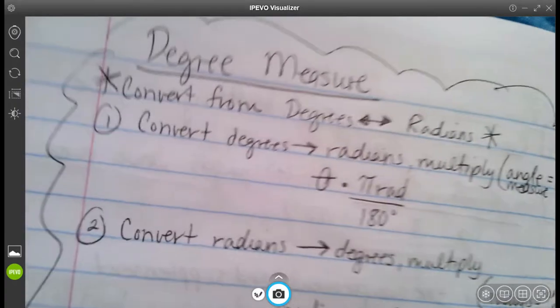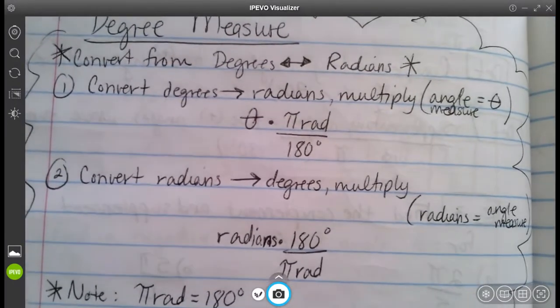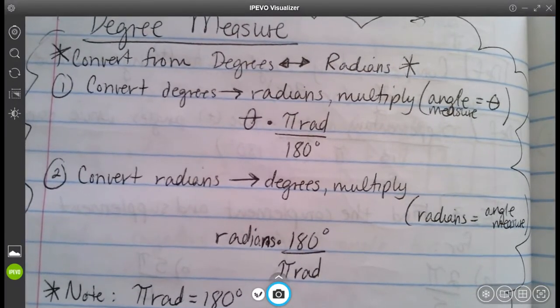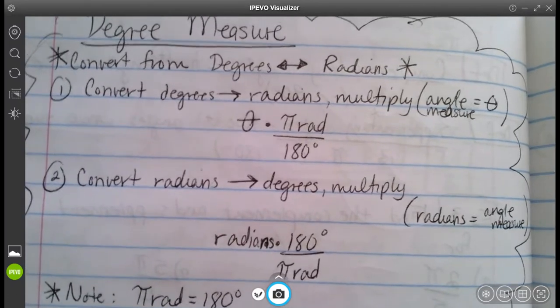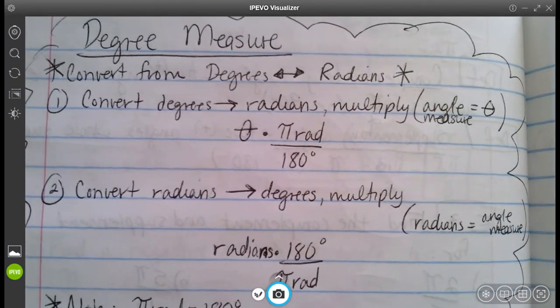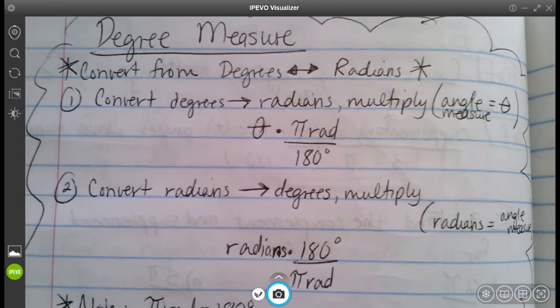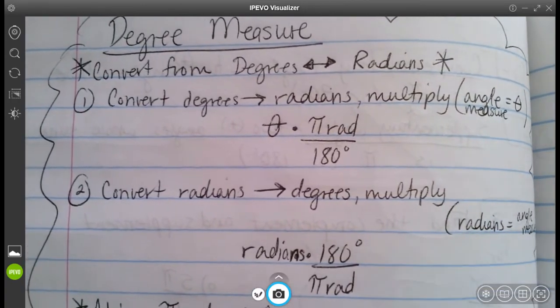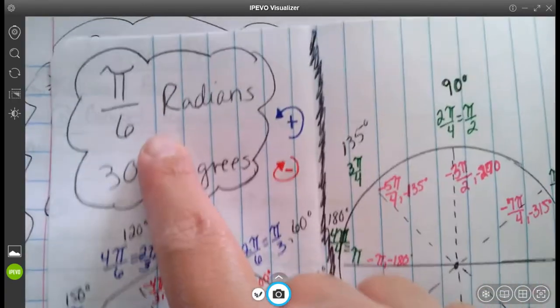Okay. We're going to talk about now degree measures. So we've talked about radians for quite a bit. Degrees are the ones that you're more familiar with. 90 degrees, 180 degrees, 360. Okay, we should know in the circle, and again, I'll just use the one that we've been kind of using, the pi 6 one.